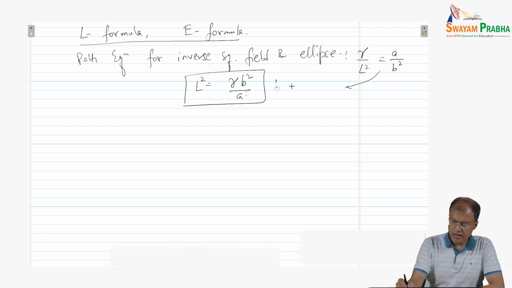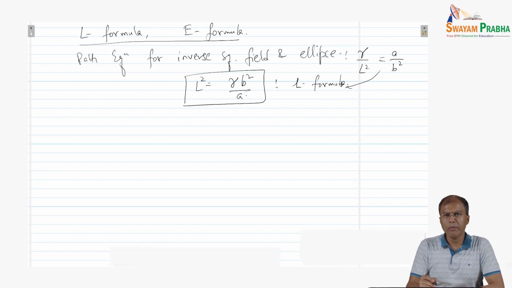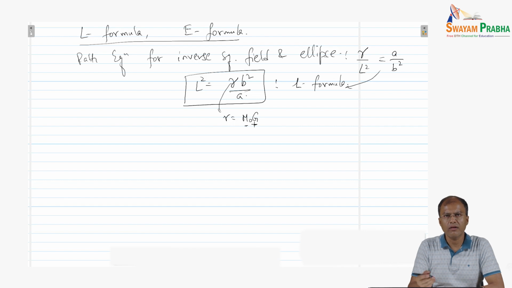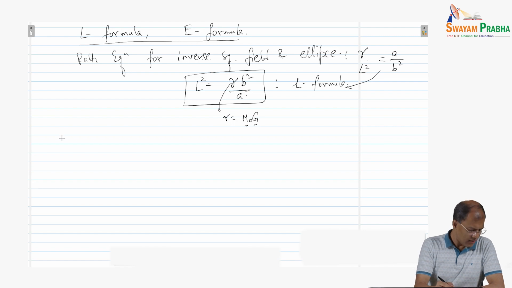So that is my L formula. That is how my angular momentum depends on the major axis and the minor axis of the ellipse, where gamma is a constant. So gamma is m naught G, where m naught is the mass of the sun and G is the constant of gravitation.